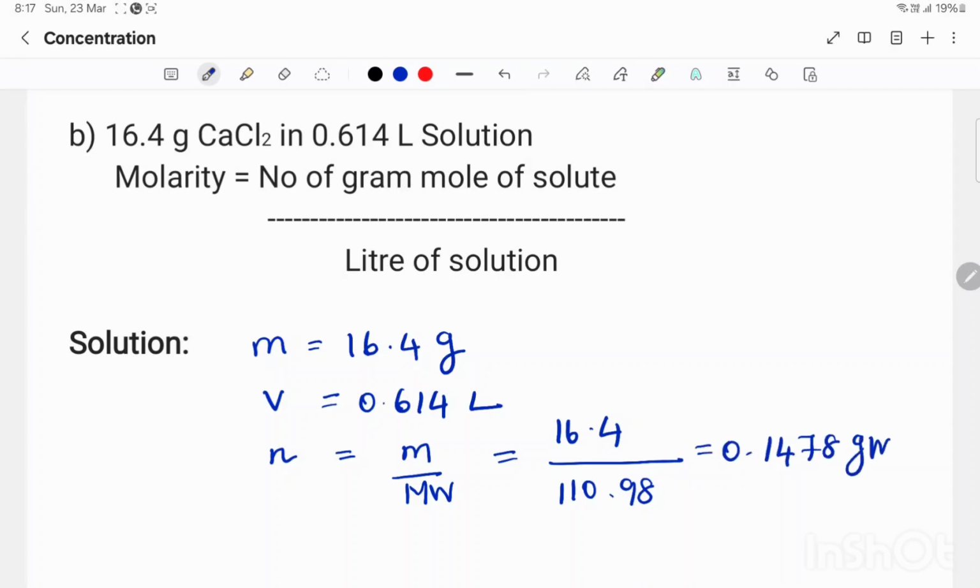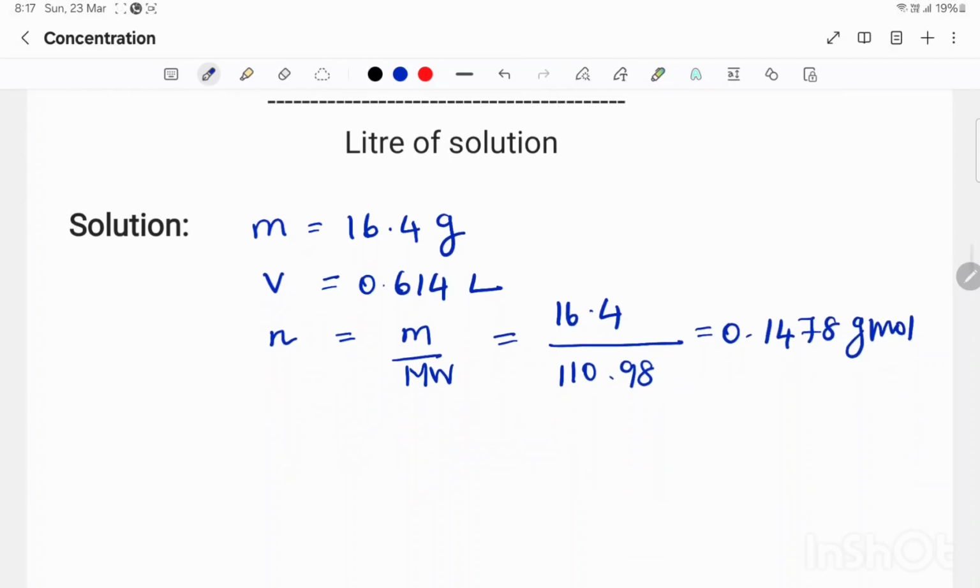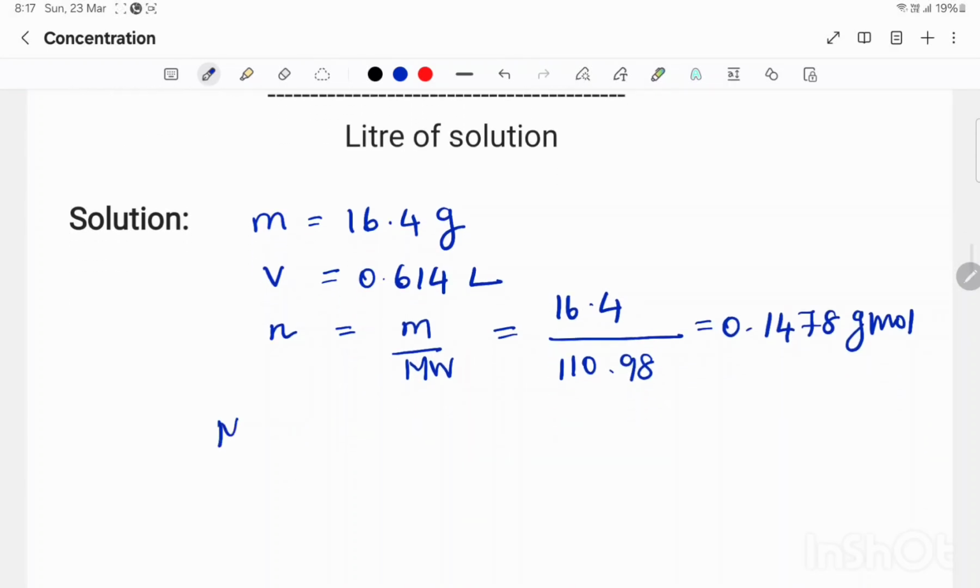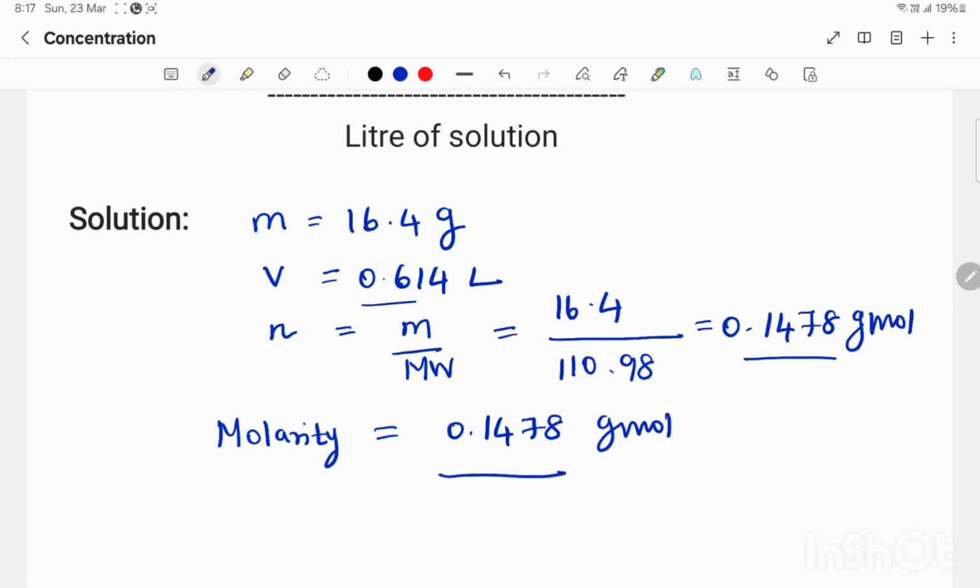So we will get the answer as 0.1478 gram mole. Next, let us calculate the molarity. Molarity is equal to number of gram moles of solute, that is 0.1478 gram mole, divided by volume in liter of the solution, that is 0.614 liter. So you will get the answer as 0.241 molarity of calcium chloride.